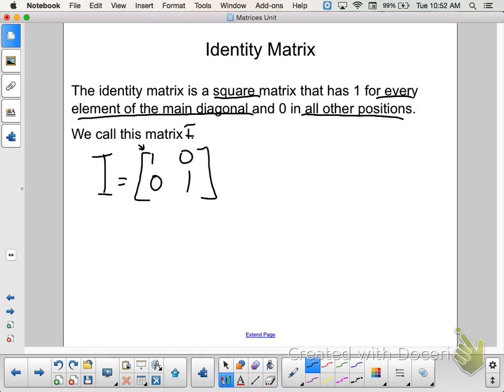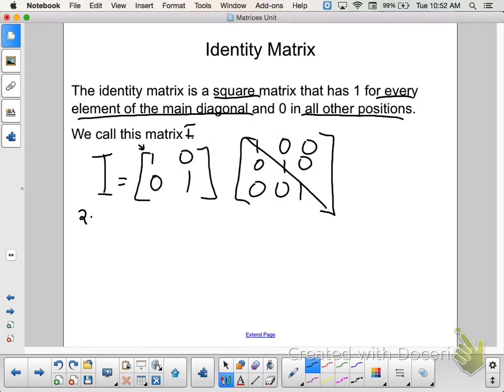It's a square matrix. I could have a really big one. I could have a 3 by 3. Could look like this. So main diagonal again, and then zeros in all other spots. Just like when we do 2 times 1, that equals 2, this number just gives me this back. That's the same thing for an identity matrix.